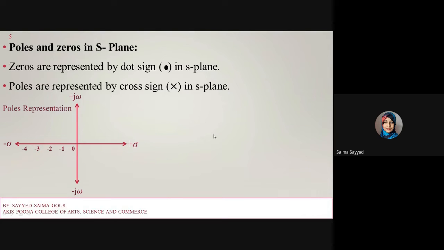Here we will see the pole representation. This is the S-plane, with the real axis and the imaginary axis. So how do we represent poles? Poles are represented by crosses. So these are the poles represented in the S-plane, and this cross sign shows the poles.